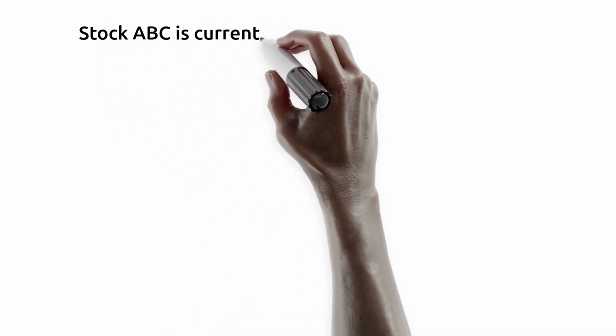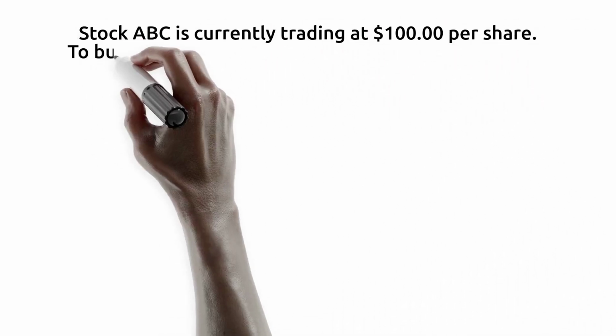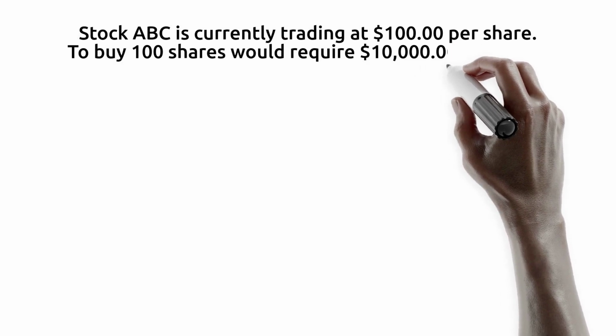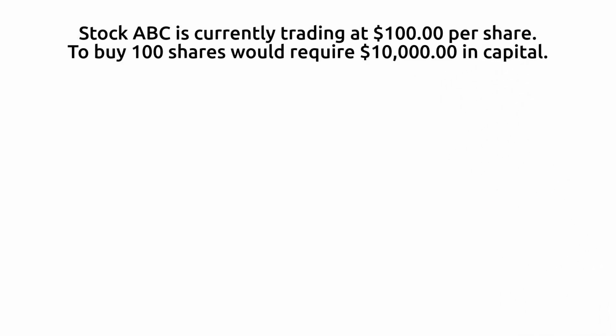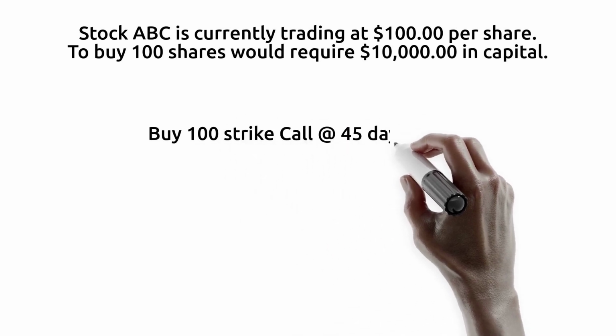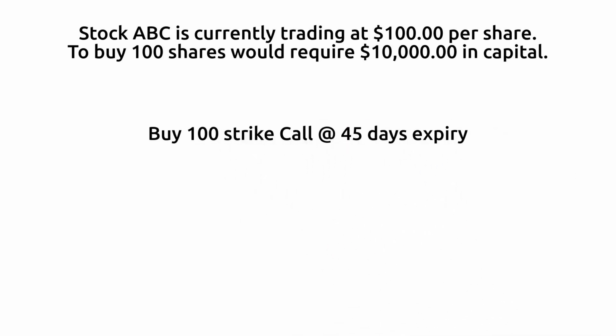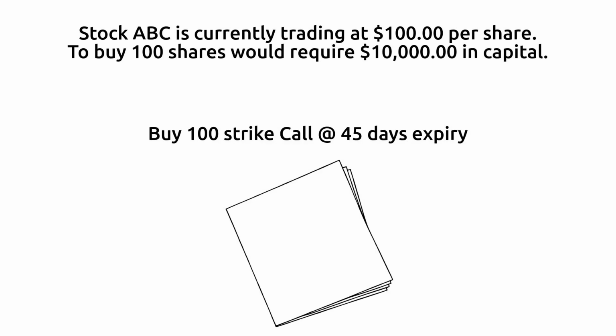Stock ABC is currently trading at $100 per share. To buy 100 shares would require $10,000 in capital. Instead of using all of your capital to purchase the stock, we could buy the $100 strike call option with 45 days until expiration. This gives us the right to buy 100 shares at $100 per share anytime before expiration.